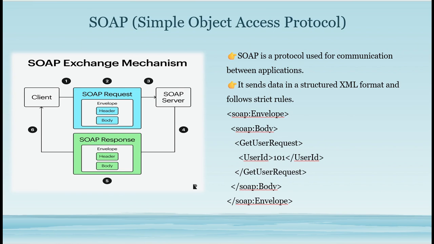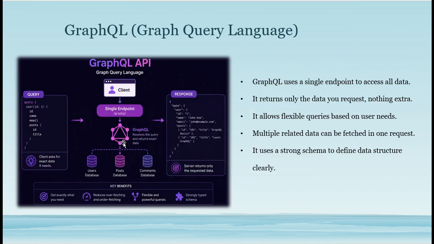So coming to GraphQL, Graph Query Language. It uses a single endpoint to access all data. It returns only the data you request and nothing extra. It allows flexible queries based on the user's needs. Look at the image here. This image explains how a GraphQL API works.